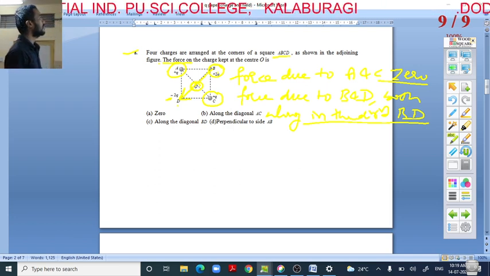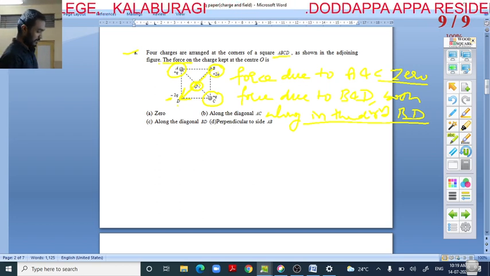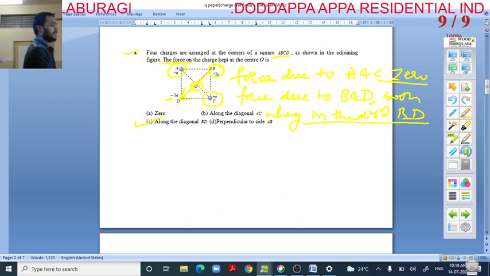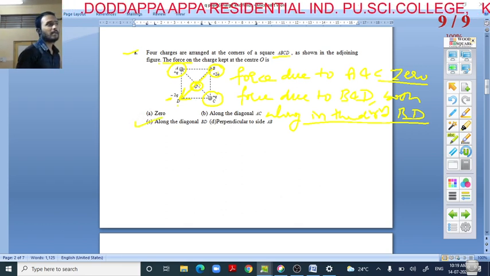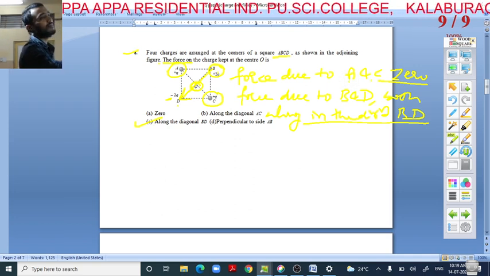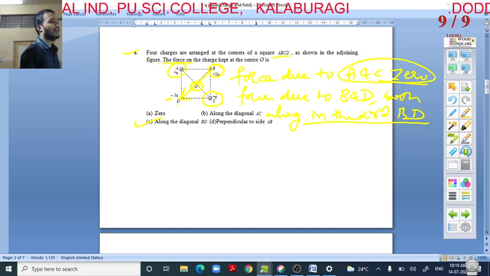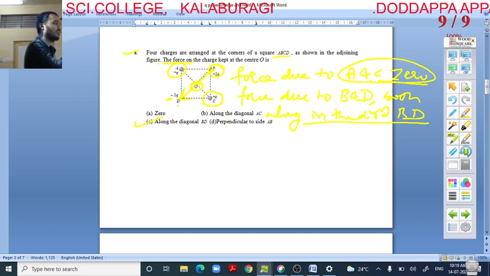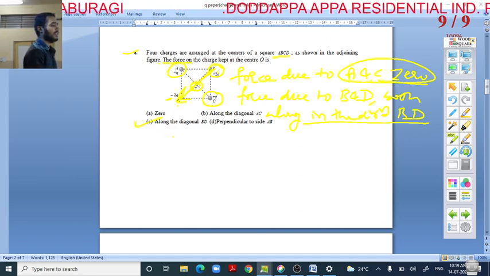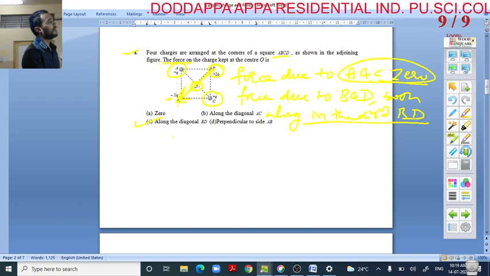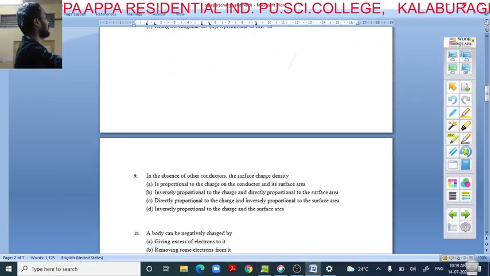So which is our option here? Our option is along the diagonal of BD. It is because the force due to A and C becomes zero, then the remaining force gives the resultant force along the direction of BD only. It is right. Okay, this is our option. I hope you are getting this. Now, next question.